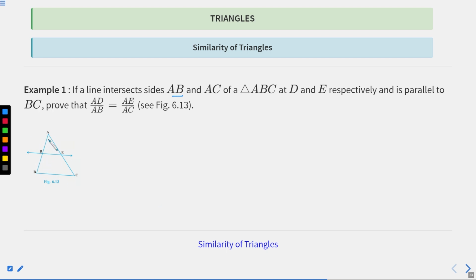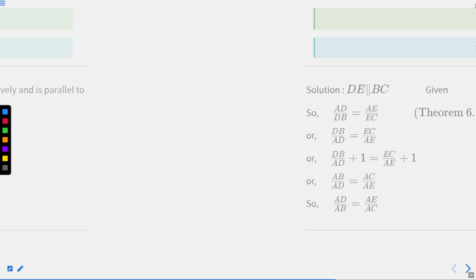So observe this figure. In this figure, we first draw a line which intersects the side AB at point D and AC at point E, and we take this line DE parallel to BC. Here we have to prove that AD over AB is equal to AE over AC. So let us prove it.